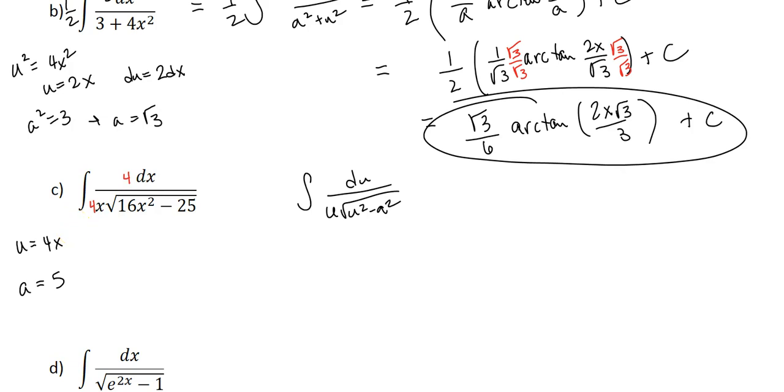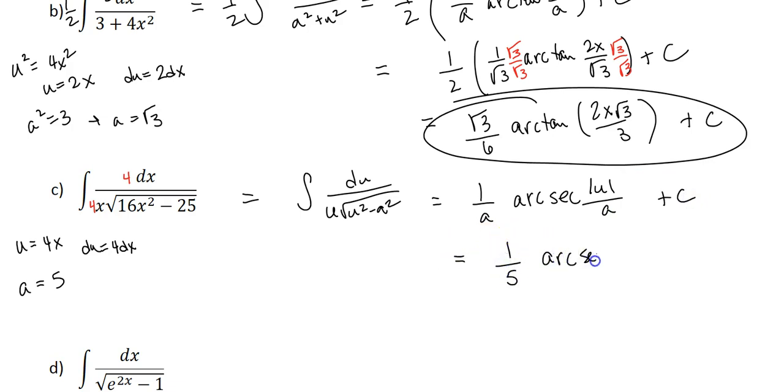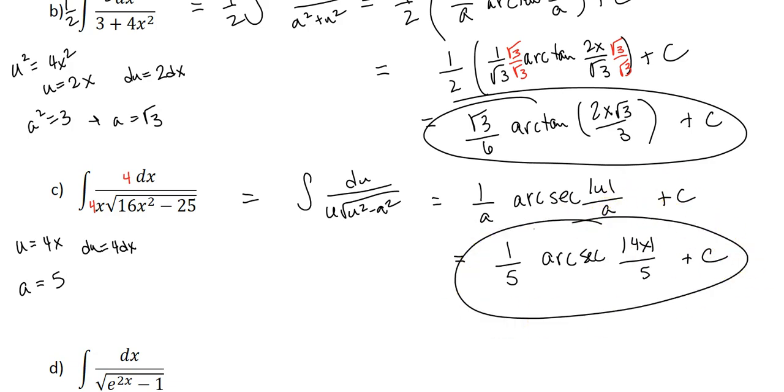Now normally I put one of these on the outside, but in this case du has to be 4dx, so I actually need one on the top and on the bottom. So this is equal to that form without having to actually multiply by anything on the outside. So this evaluates to 1 over a times the arc secant of the absolute value of u over a plus c, which is going to be 1 over 5 times the arc secant of the absolute value of 4x divided by 5 plus c, and you can leave your answer there.